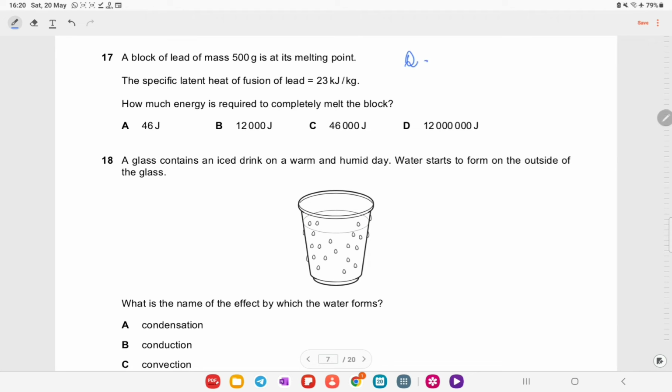So we know the formula is mL_f. So mass is 0.5, you are converting it into kg, and then 23 times 0.5 is 12,000... so this is the amount of energy that is going to be required, which is around 12,000 joules. B is the right answer.